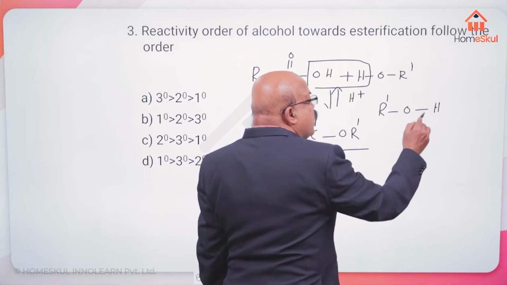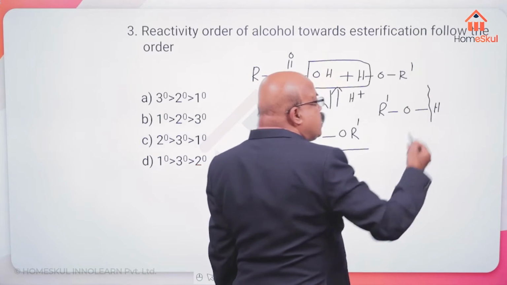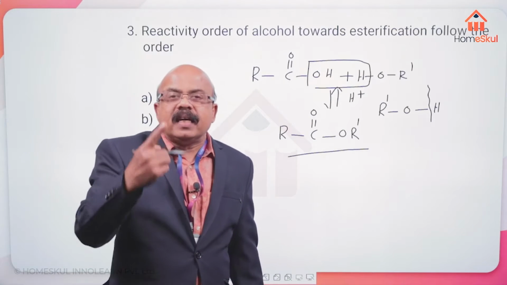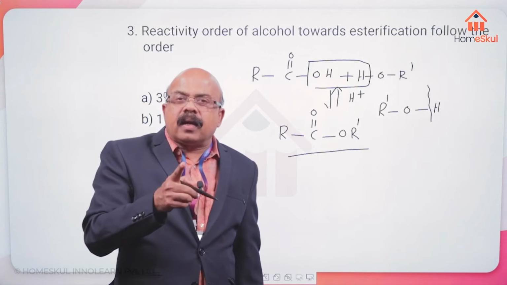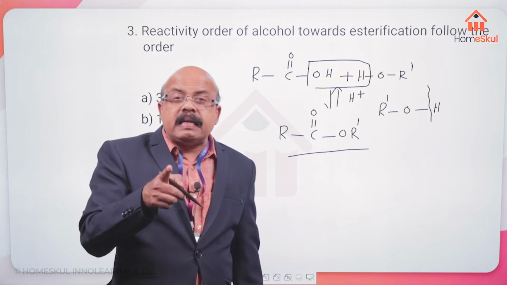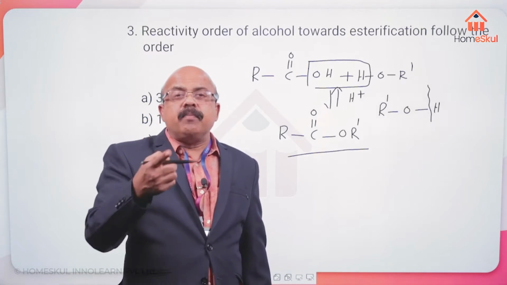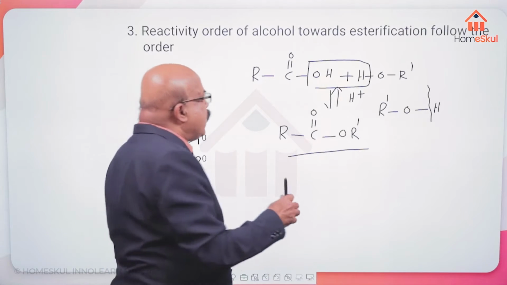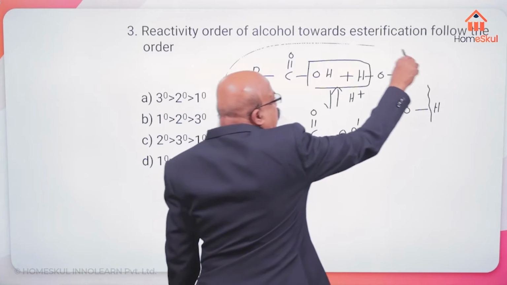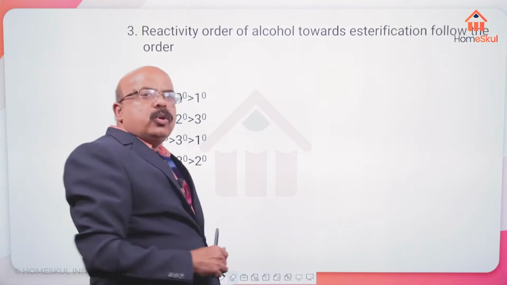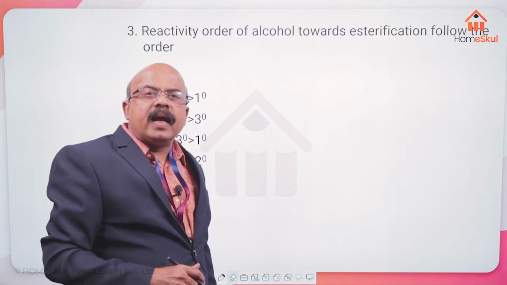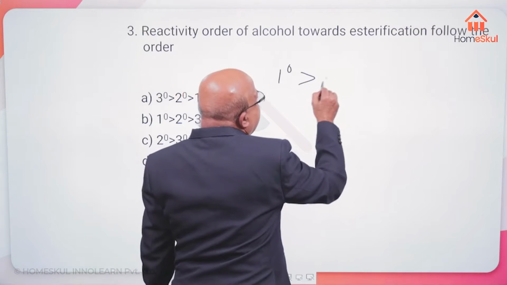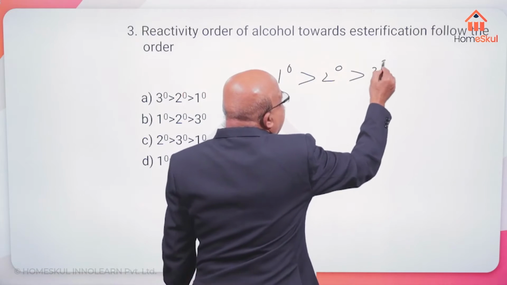The rate of cleavage of the O-H bond is proportional to the polarity of the O-H bond, which is proportional to the acidic strength of the alcohol. So any alcohol that has a more polar O-H bond becomes more acidic and undergoes this reaction faster. Among the various alcohols, you know that the acidic strength follows the order: primary alcohol is more acidic than secondary alcohol, more acidic than tertiary.